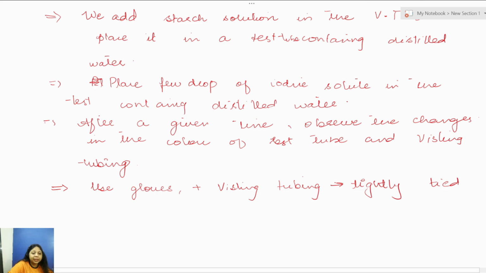Why should it be tightly tied? So that the starch solution won't come out from the mouth of it. Otherwise, if you squeeze it, the starch solution is going to move out. It's tightly tied so that the starch solution remains inside.